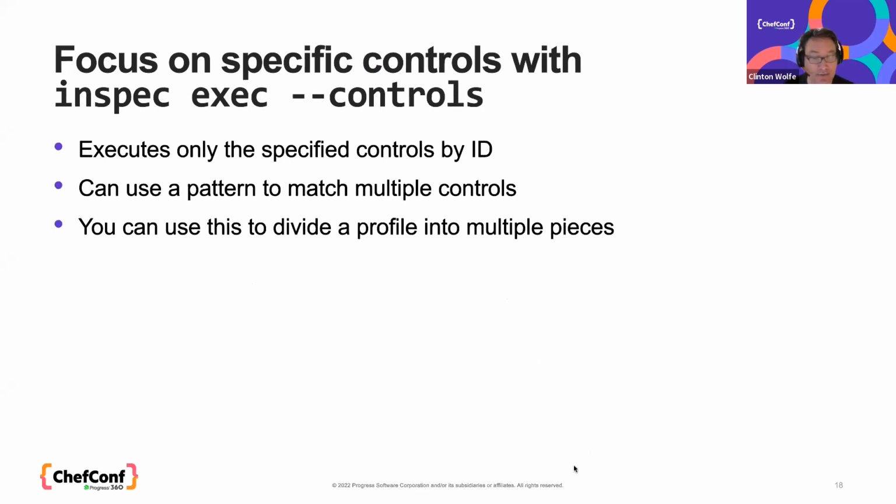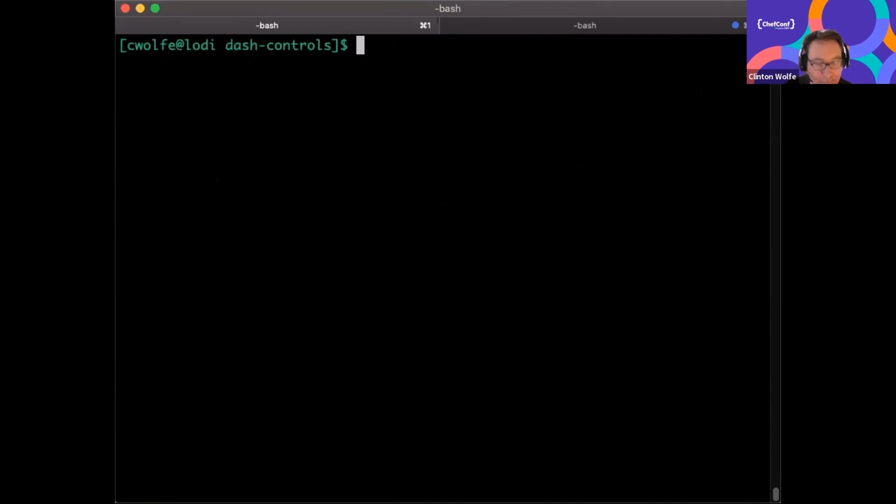So I'll show this off using this profile. All right, for example, this profile has a number of controls that are all named with the word rule in it, followed by a number. So we're going to split this up so that we only run the controls whose names begin with the word rule 1 in it. So let's run that.